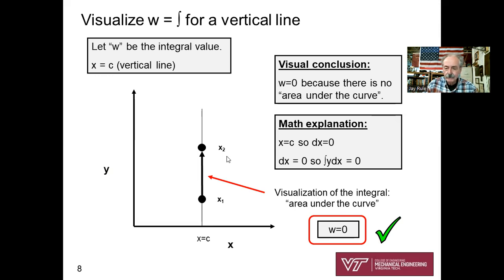So similarly, let's look at the math a little bit. x equals c. And so therefore dx, the incremental change in x, is 0. So the integral of y dx is 0. So the math totally agrees with our visual look of the area under the curve. Okay, so we've done two examples: the integral of a horizontal line from x1 to x2, and we just went through a vertical line from x1 to x2.